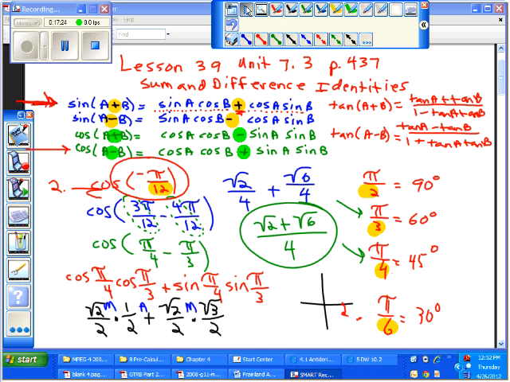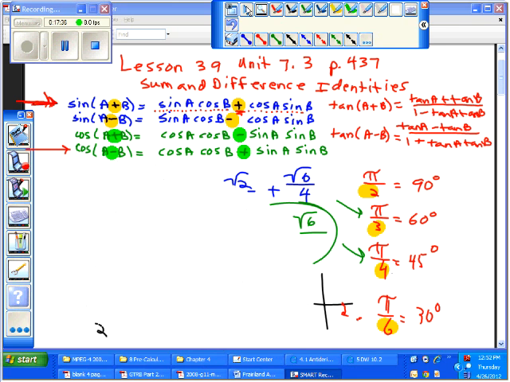Okay. So we had the sine of a sum. We ended up with a cosine of a difference. That gave us a couple of good ones to look at there. And so let's go take a peek at number 3.